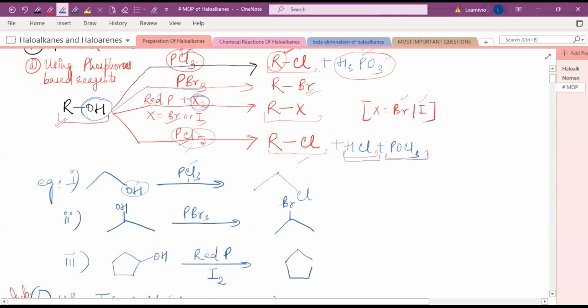Okay, so just remember this. That's very easy. You just have to remove the OH group, and the OH group is replaced by the corresponding halogen group. So here you are using I2, and in the place of OH, you just attach the iodine group. So that's the product. Got it, Jovita and Muniba?